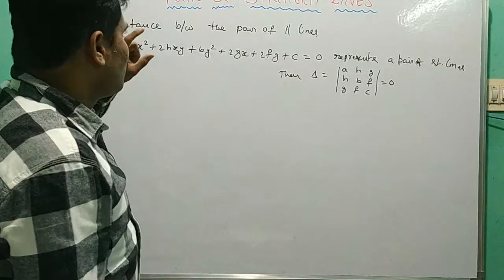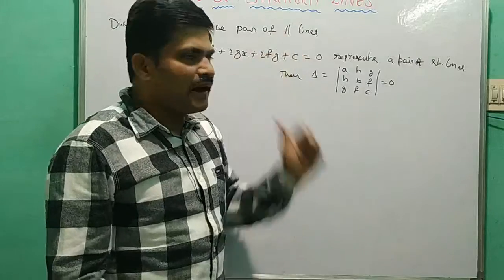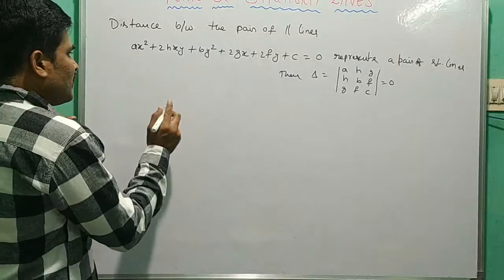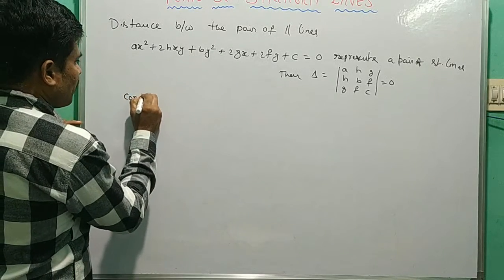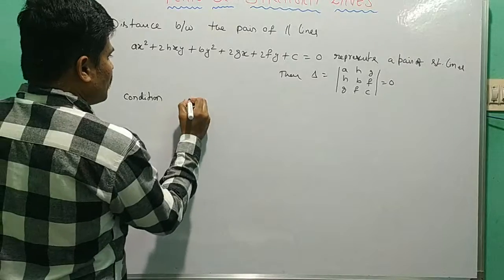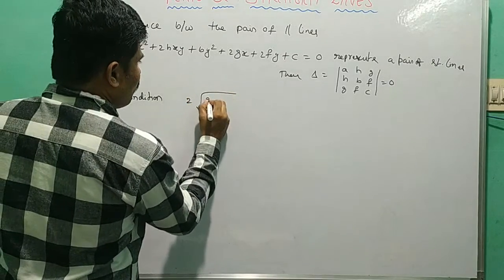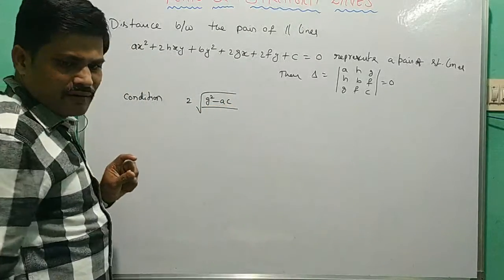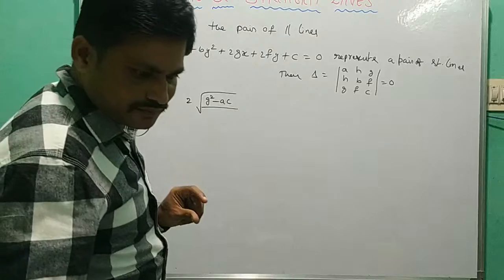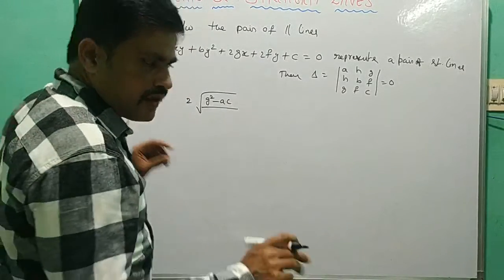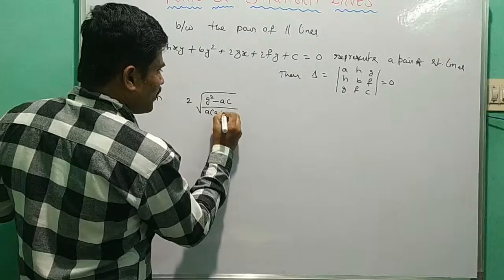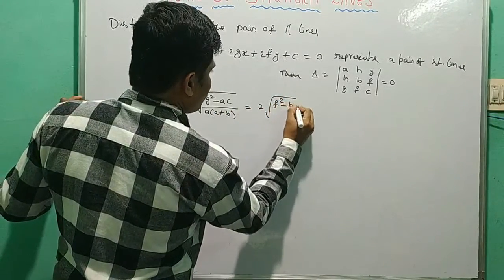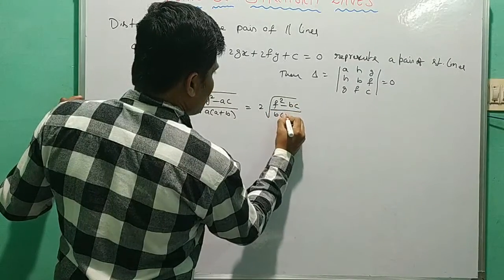Now these pair of straight lines are parallel lines. Now here the condition is 2 into square root of g square minus ac by a into a plus b equals to 2 into square root of f square minus bc by b into a plus b.